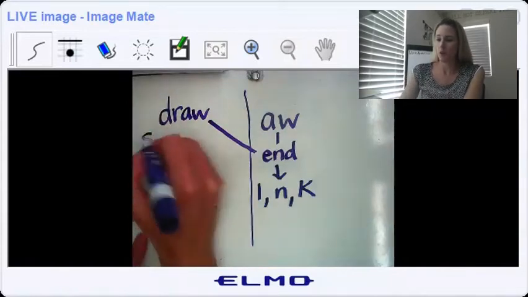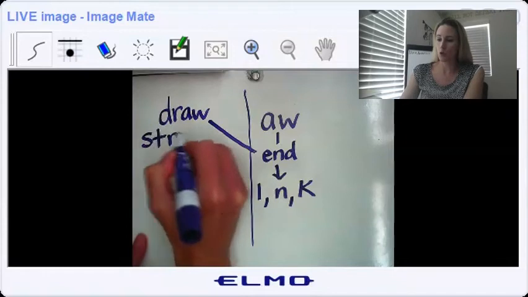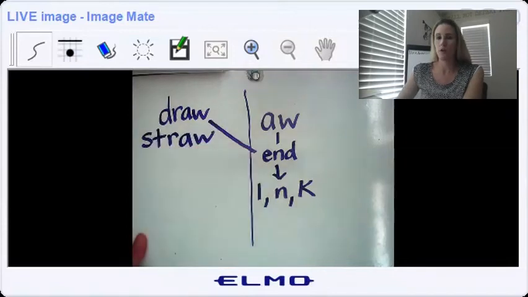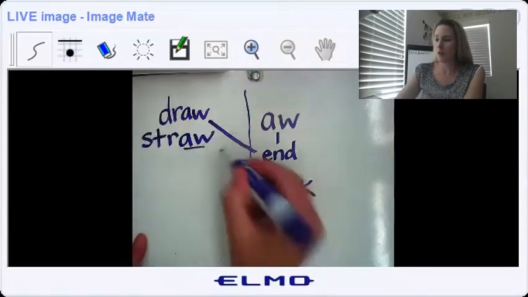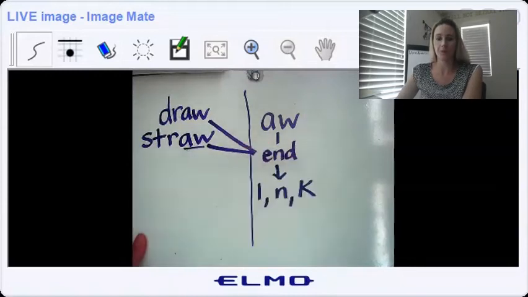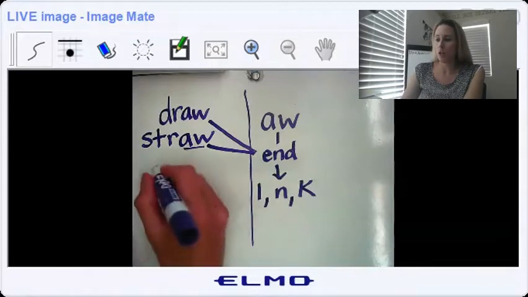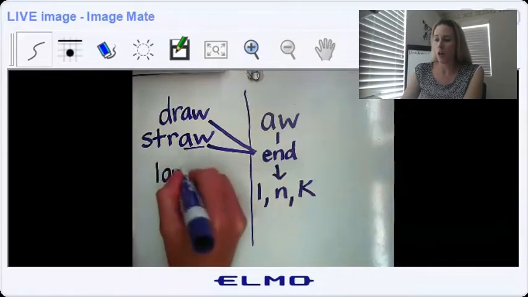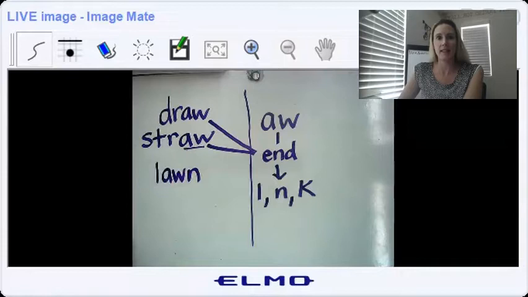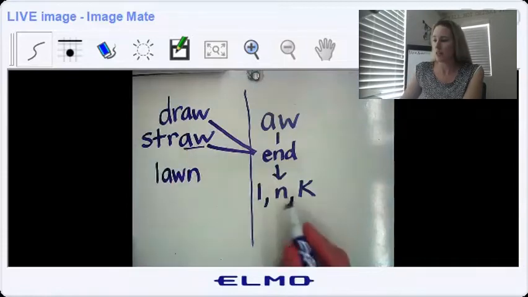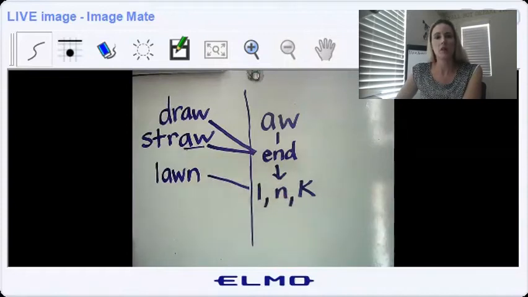You might have the word straw. That also has AW at the end of that word. But let me show you these other examples. L-A-W-N. Now the N is the end of the word. Because I have the letter N right here, I'm going to use the AW spelling. Lawn is a word for grass at your house, your lawn.